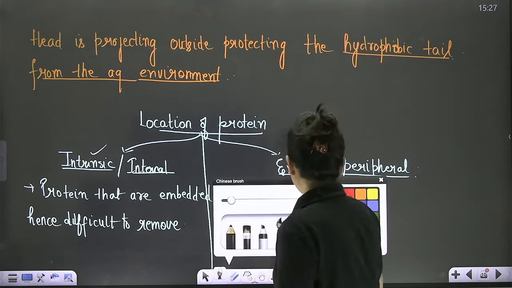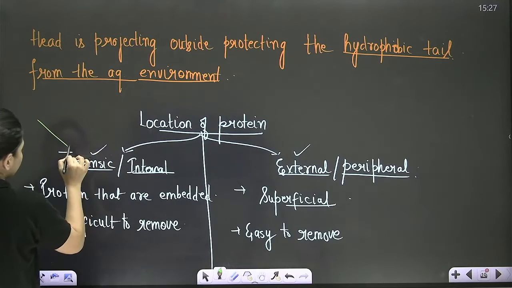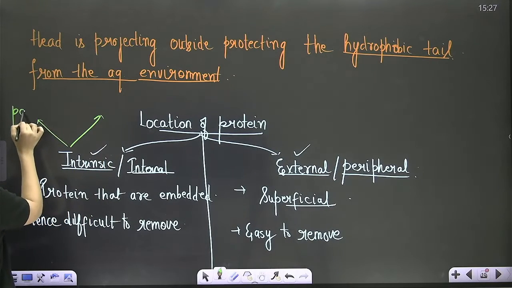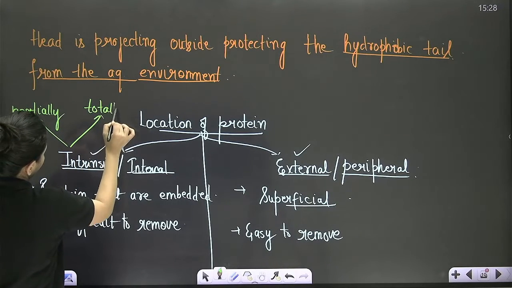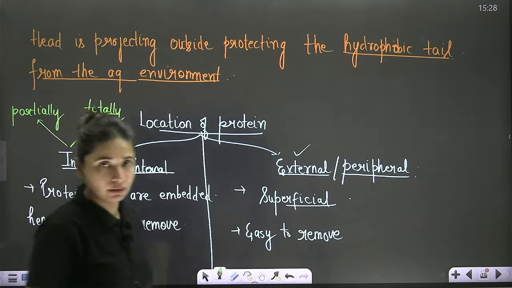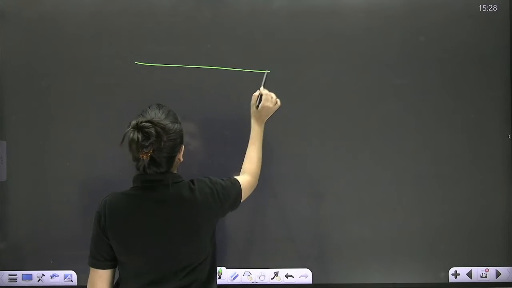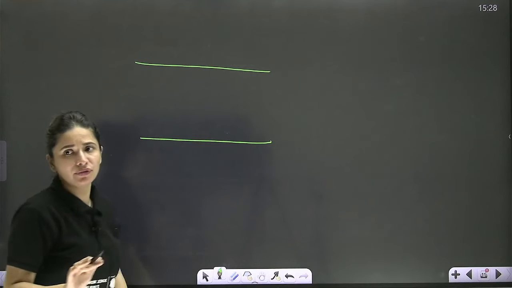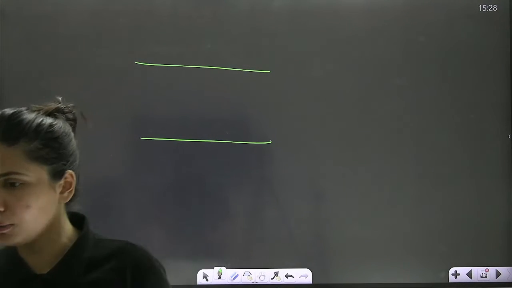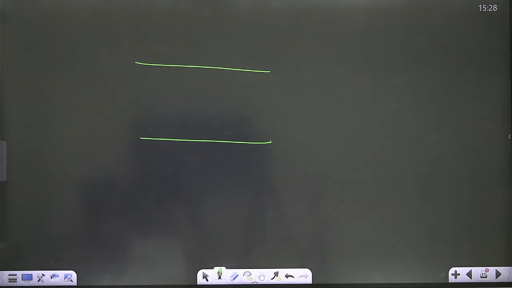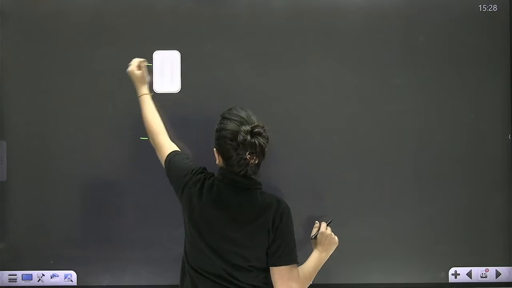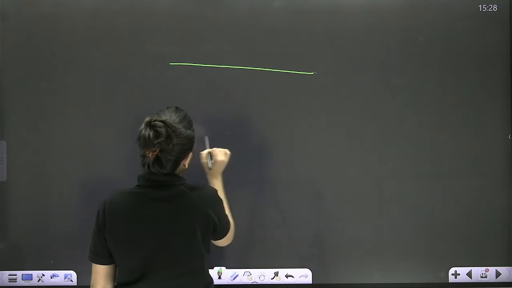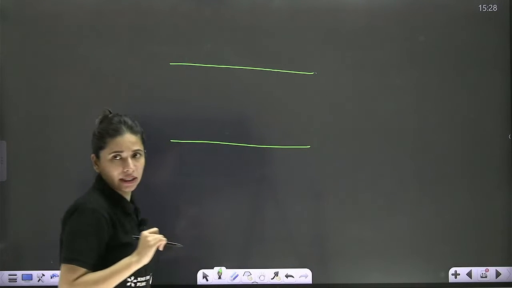Further, beta, intrinsic protein can be of two types, either partially embedded or totally embedded. Now what is this? Everything I'll explain to you in the diagram. So let's go back to the diagram portion. Now, suppose this is my lipid bilayer. I'm drawing it in the form of lines. I'm not drawing the proper lipid molecules, but you already know this much, so I need not draw the diagram properly. So this is my lipid layer.